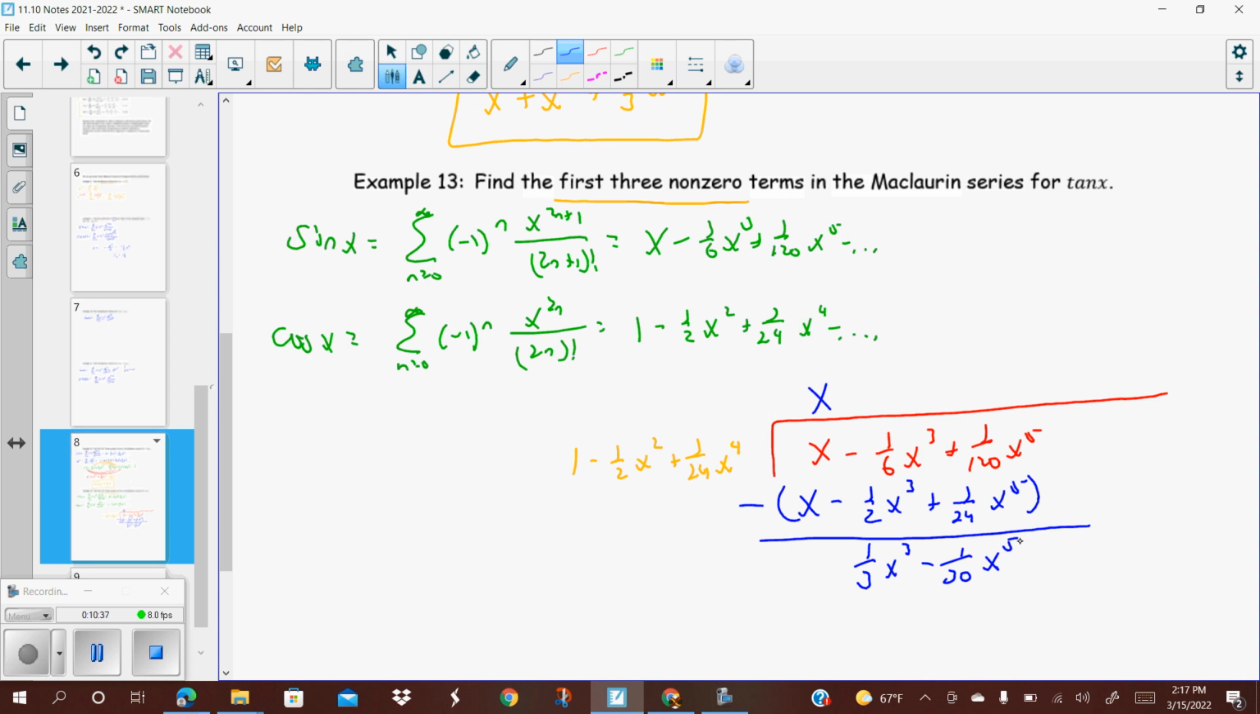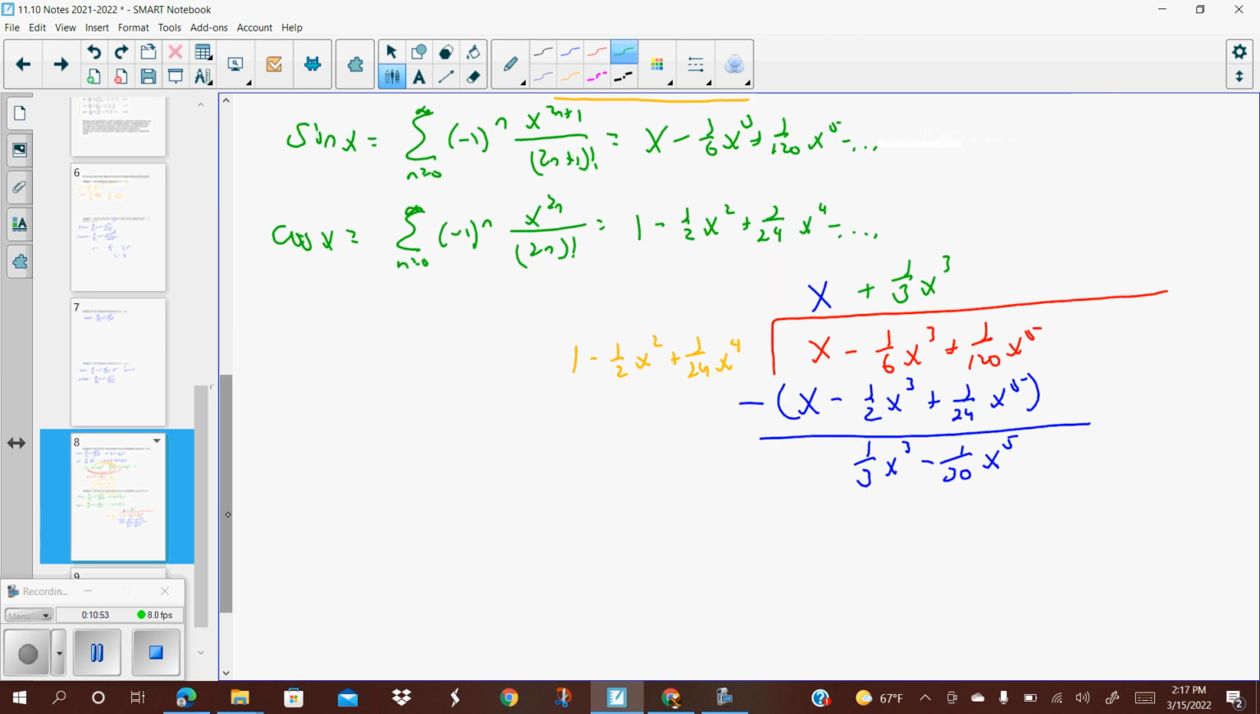So what do I multiply times 1 to get that 1/3 x cubed? And of course, the answer to that is 1/3 x cubed. So we plus 1/3 x cubed. Notice how it lines up directly over the x cubed term. Distribute, so it's going to be 1/3 x cubed minus 1/6 x to the 5th. I don't even need to worry about the last term because it's not going to be important. And we'll subtract. The 1/3 x cubes go away.